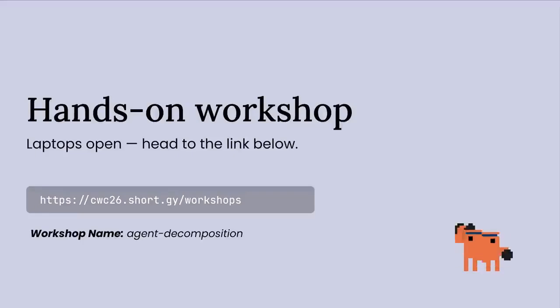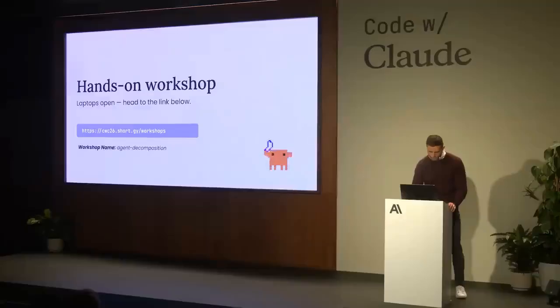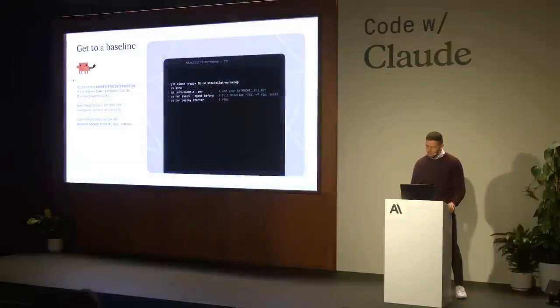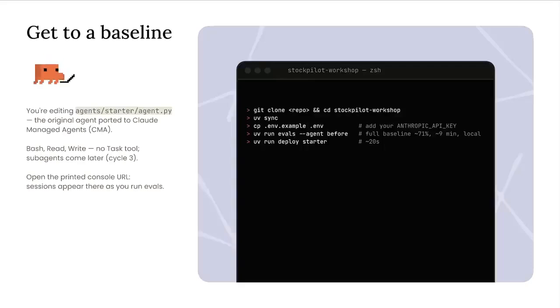Within this workshop, we're gonna be working on agent decomposition, so that's gonna be the name of the folder that we're actually gonna be working within. Great. Let me jump forward here. Perfect. So the first thing that we're gonna do as a part of this workshop is we're first gonna get a baseline. So when you open up that link, you'll first clone the repo. So we're gonna clone the repo locally.